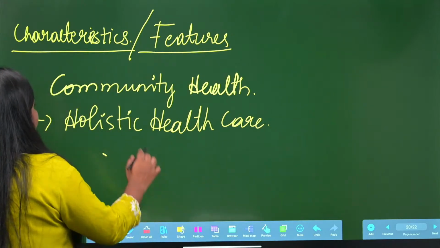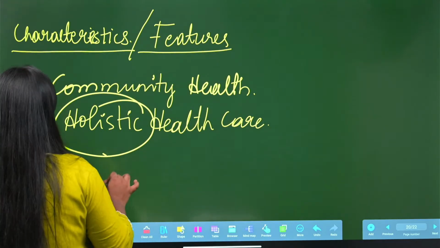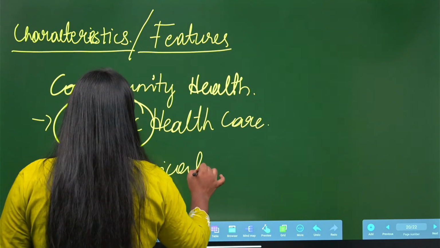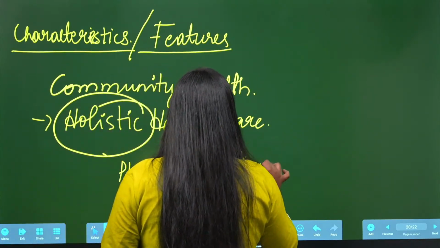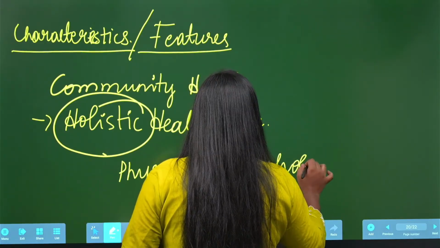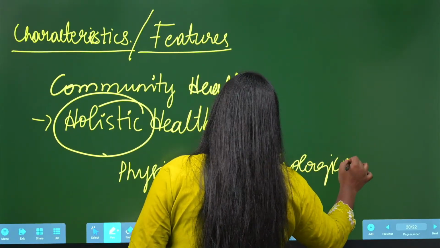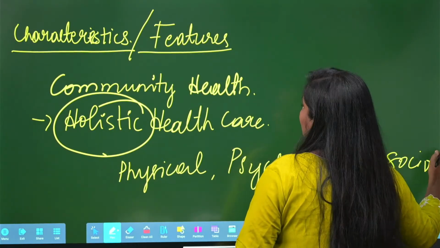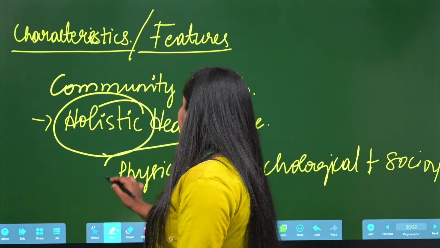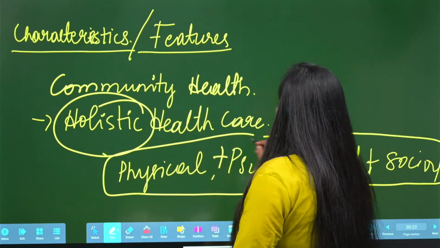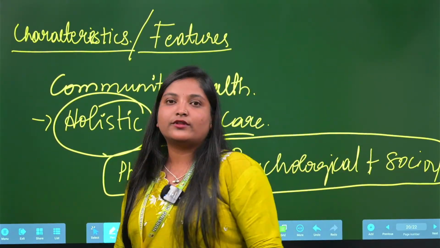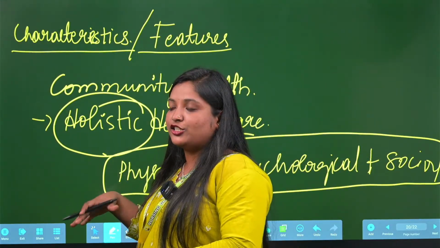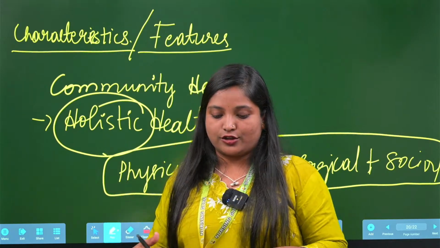So, holistic means in all factors: physical, psychological, and social. These three factors are included, and it is focusing on the health of the individual. This will be given the knowledge of clinical sociology.